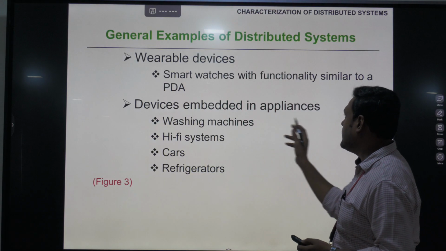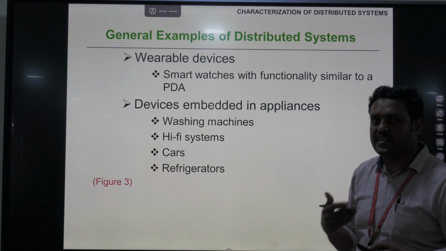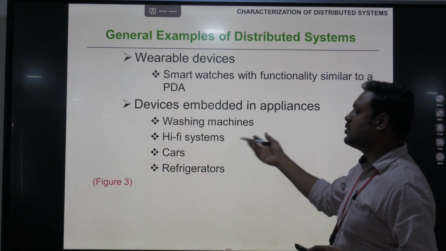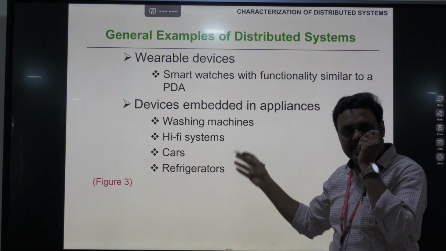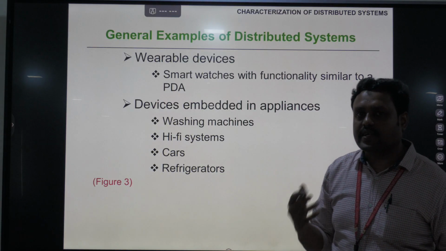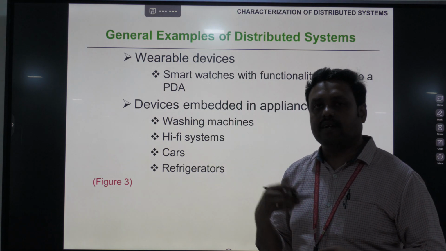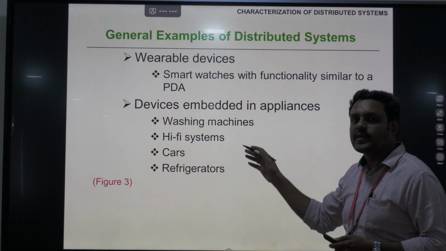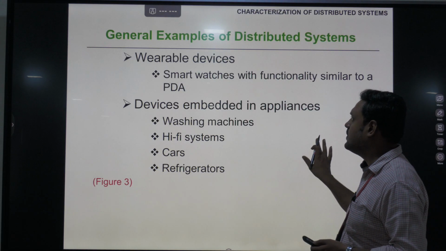And devices embedded in appliances. In appliances also there are many advances happening, right? Many appliances, which include washing machines, hi-fi systems, cars, refrigerators. All these devices also have network connectivity, so that they are able to connect to other systems as well, by using the network, either internet or intranet.